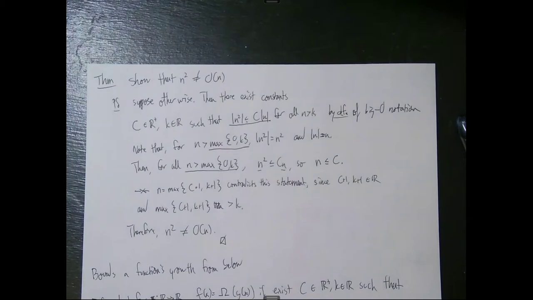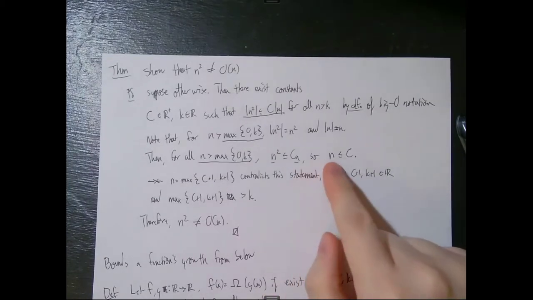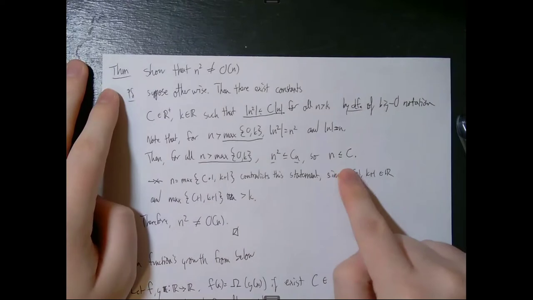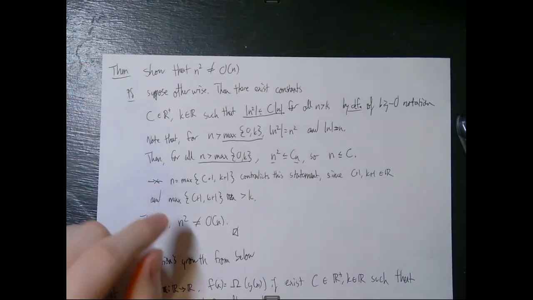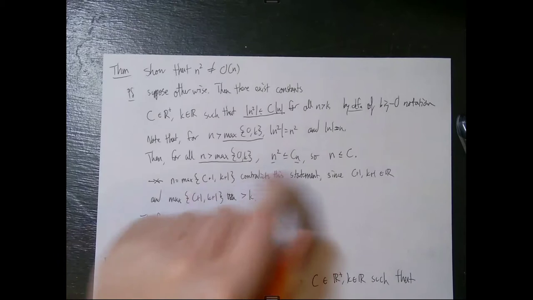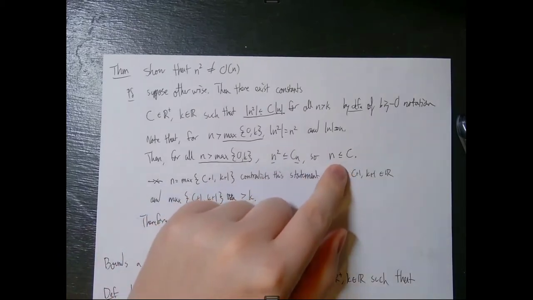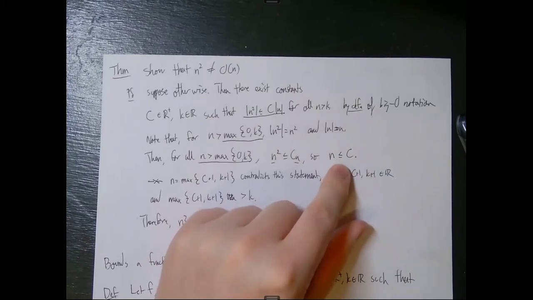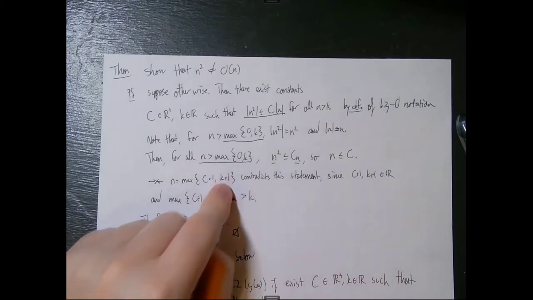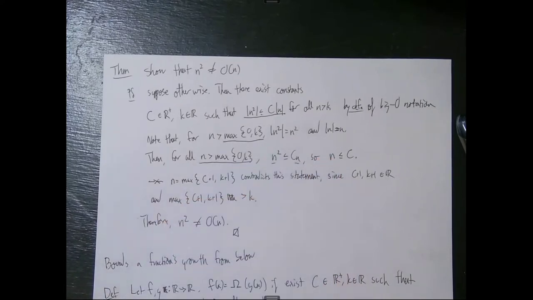Now, this is a problem because n is allowed to be any real number so long as n is greater than k. But we're also saying that n must be less than or equal to c. So there's a contradiction here, and we have two possible values for it. If c is greater than k, then n equals c plus 1 would be a contradiction, because c plus 1 is a real number, so n is totally allowed to be c plus 1, and c plus 1 is not less than or equal to c. However, if k is equal to or greater than c, then n can be k plus 1, and k plus 1 will be greater than c in that case. And the whole thing still falls apart.